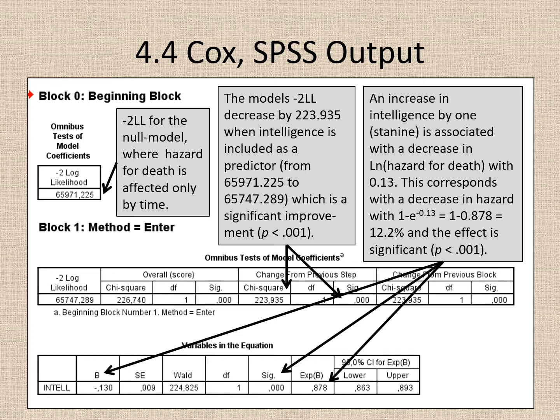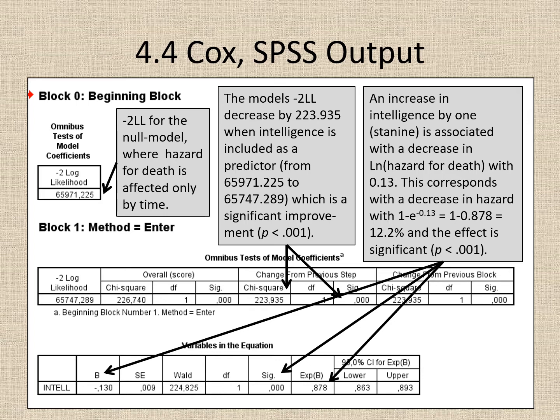We get our regression table, so to speak. As you see, we have no intercept. However, we have a coefficient for intelligence here. Could you guess what that stands for? That's one of the reasons why this fits quite well with logistic regression. What does the regression coefficient here stand for? Exactly. It's the natural logarithm of the hazard.